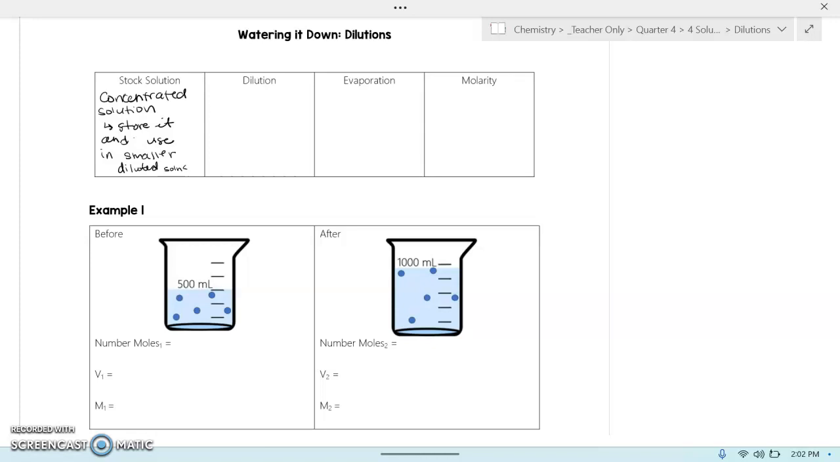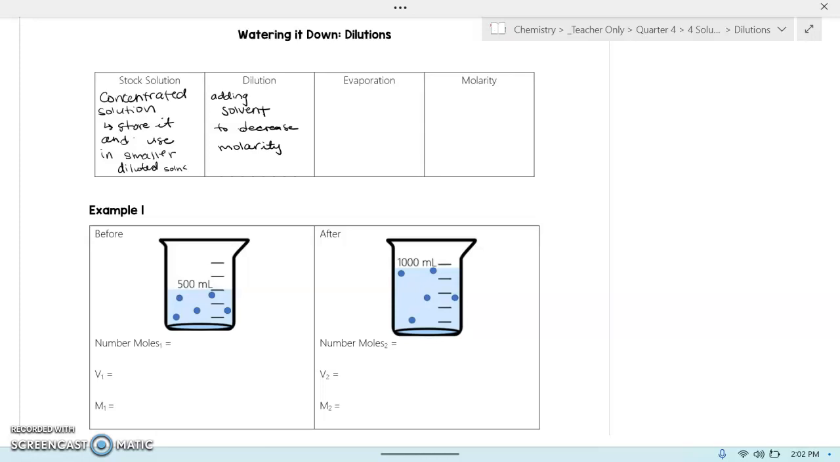So when we talk about this stock solution, you're just going to want to add water to reach the desired molarity. And that is called a dilution, when you add solvent to decrease the molarity. For all of our purposes, our solvent is water.